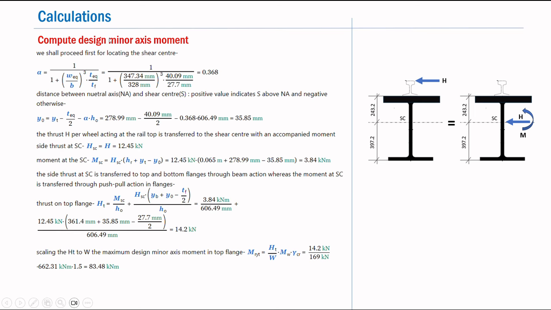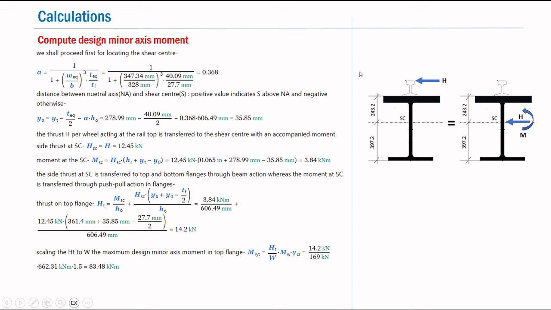So here is provided a calculation for the design minor axis moment. Obviously, we know that the minor axis moment is caused by the lateral thrust that is applied at the rail top. And remember, here we don't go for a detailed calculation for the torsion. Instead, we calculate all the important quantities regarding the top flange bending moment by shifting this thrust H from the top of the rail to the shear center, as shown over here.